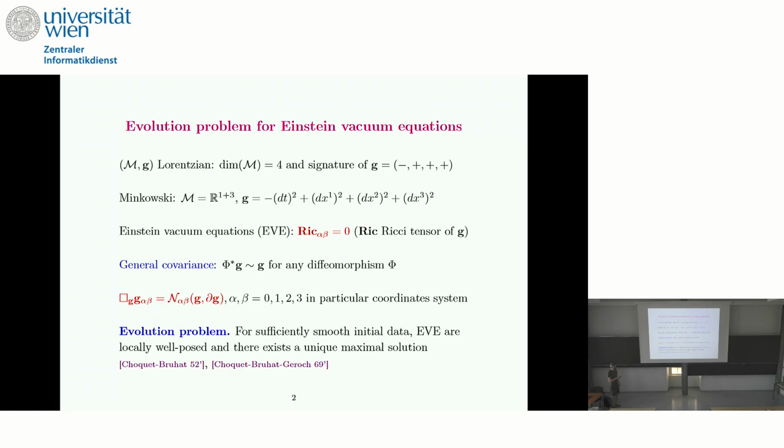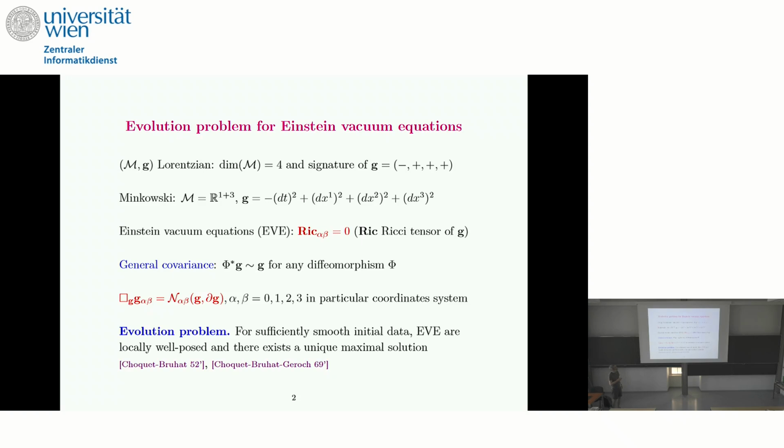Okay, so let me start with the Einstein equations in the vacuum, and in particular the corresponding evolution problem. So the main object will always be a Lorentzian manifold. The manifold M has dimension 4, 1 for time, 3 for space. And the signature of my metric, it's a Lorentzian metric, so the signature will be minus, plus, plus, plus. And let me immediately give you the simplest example, which is the flat case, the Minkowski spacetime.